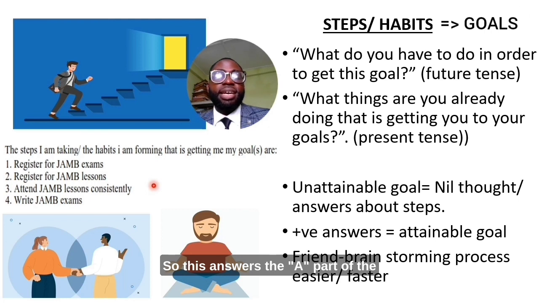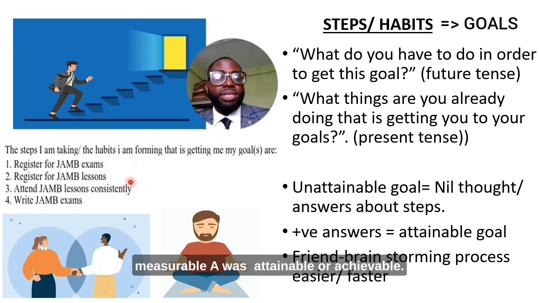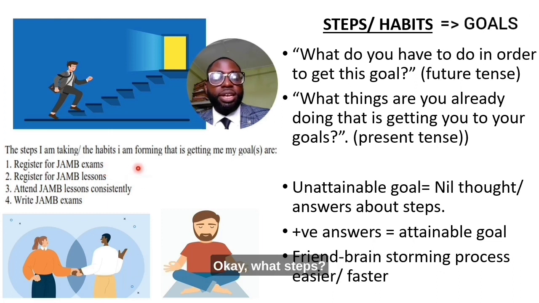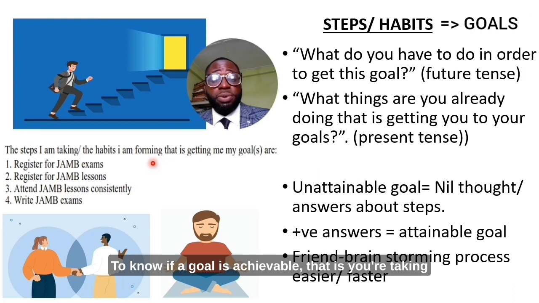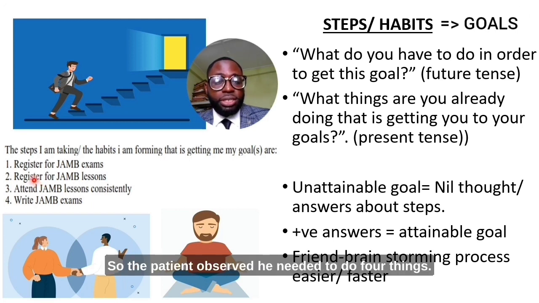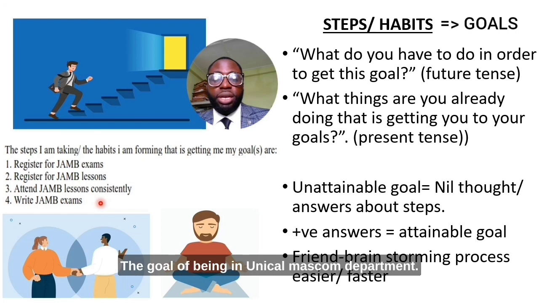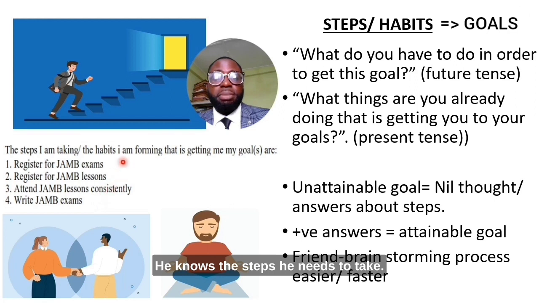If you observe below, it tells what things you are going to be doing, what steps. So this answers the A part of the SMART goal: achievable. S was specific, M was measurable, A was attainable or achievable. What steps do you need to know if a goal is achievable? That is, you're taking it out of that fantasy or dream state into reality. You need to know what you have to do. So the patient observed he needed to do four things. First was to register for JAM exams, to register for JAM lessons, to attend JAM lessons consistently, and to write the JAM exams. The goal of being in the Unicalm mass comm department, he knows the steps he needs to take.